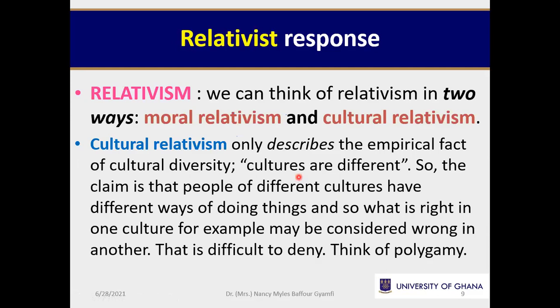There comes the third challenge. Remember, all these three views are challenging the objectivist, universalist, or absolutist view of morality or ethics. So what does the relativist say? We can think of relativism in two ways. This is quite tricky, so follow me steadily, please. We can think of relativism in two ways: moral relativism and cultural relativism.